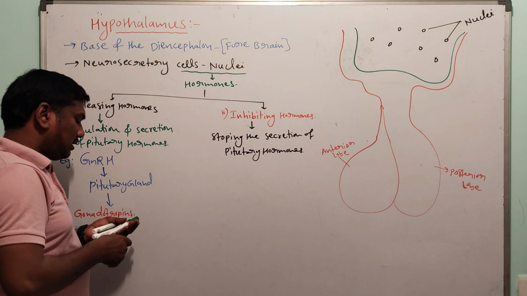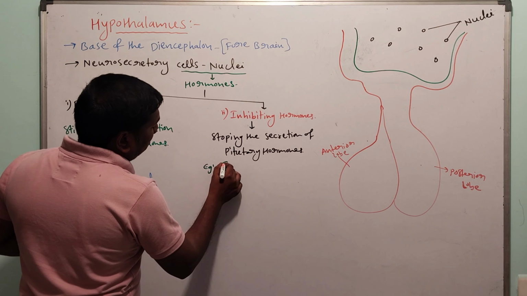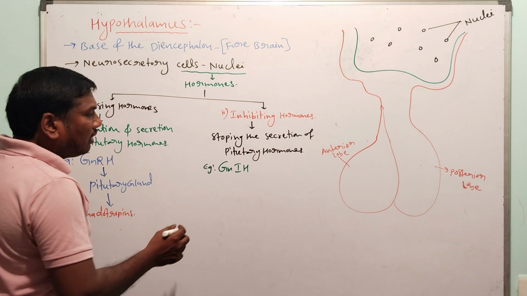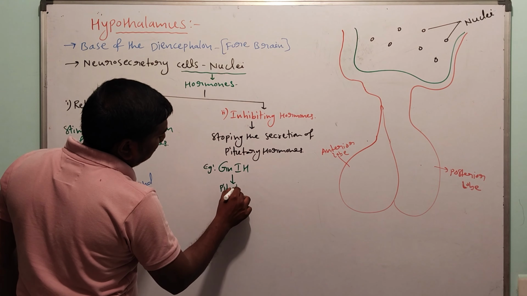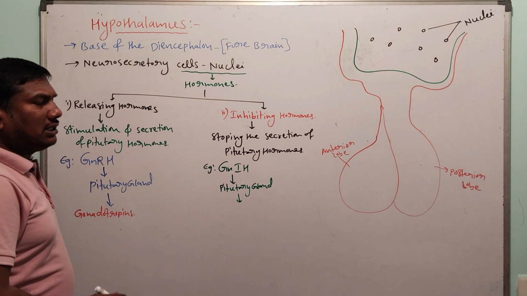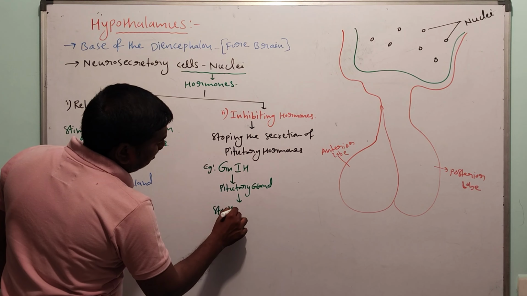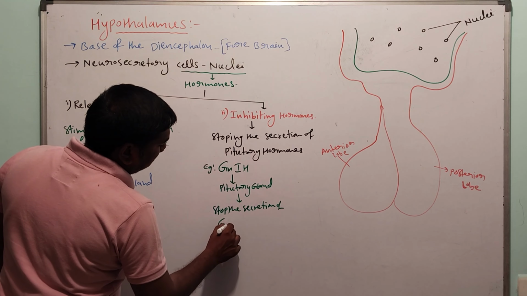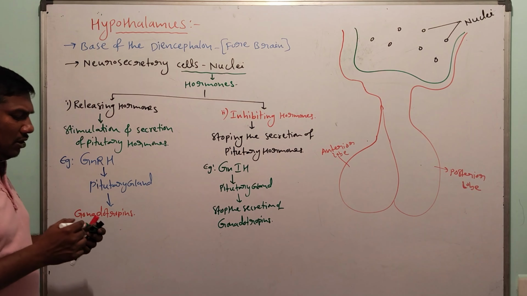Next, another example is an inhibiting hormone, the gonadotropin inhibiting hormone. This gonadotropin inhibiting hormone enters into the pituitary gland. In the pituitary gland, it stops the secretion of the gonadotropins.